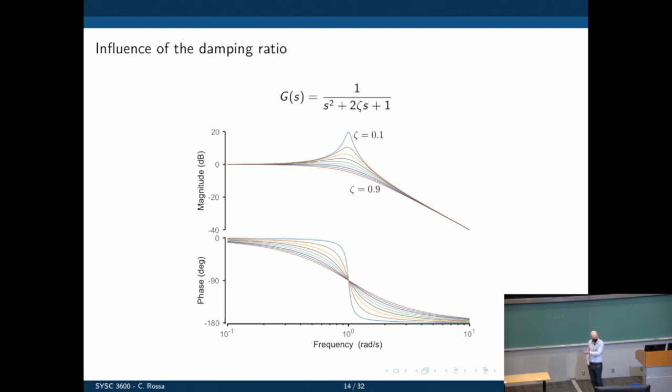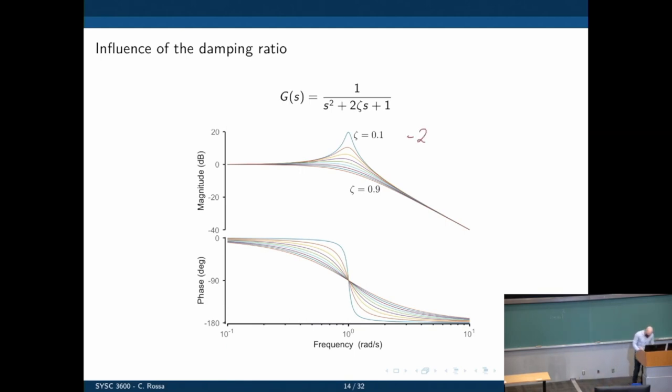So before 1, we have a gain of 0. Past 1, we see now that it's going down by negative 40 dB per decade. We can tell because from 1 radian per second to 10 radians per second, it went down by negative 40. And look what happened at the cutoff frequency. Depending on the value of zeta, we see a bump happening there.